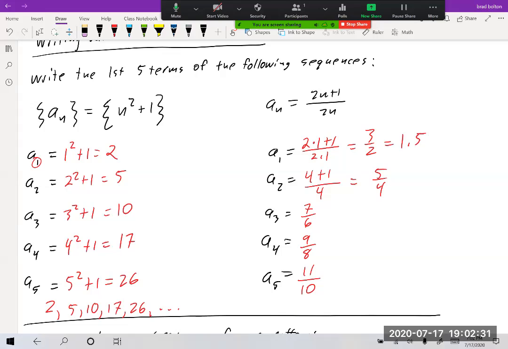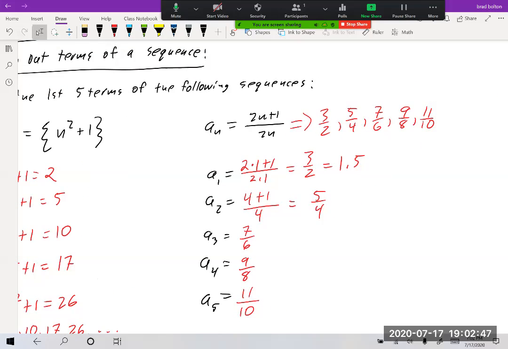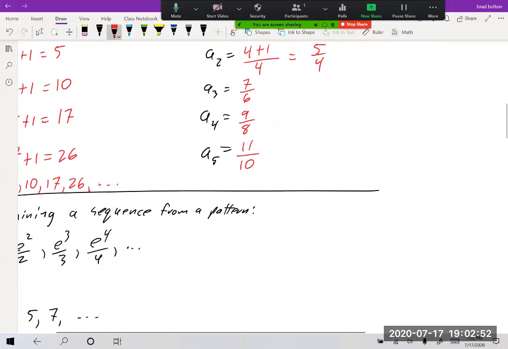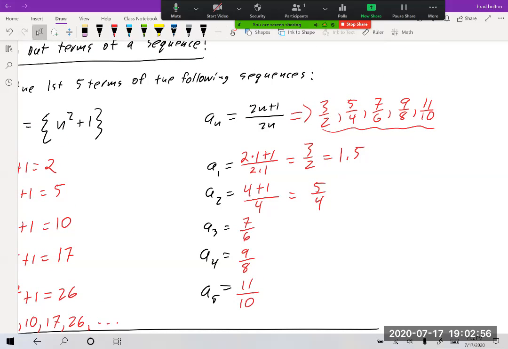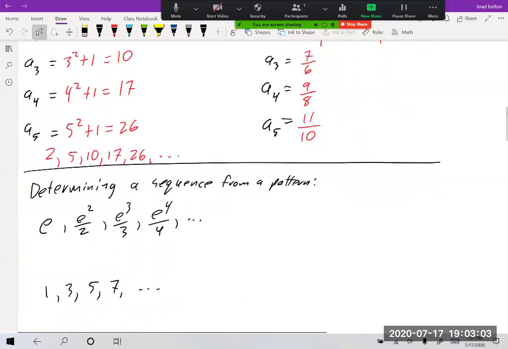3/2, oops, let me write it over here. 3/2, 5/4, 7/6, 9/8, 11/10, and then we could just keep going. So this is the first 5 terms, but we could ask for the first 15 terms or 20 terms or whatever, right? So this is how, when they ask you to generate the first few terms of a sequence, all you do is you plug in a sub 1, a sub 2, a sub 3, a sub 4, and so on and so on and so on, okay?